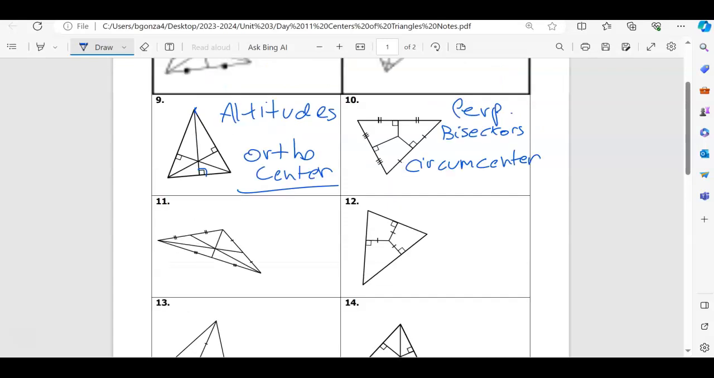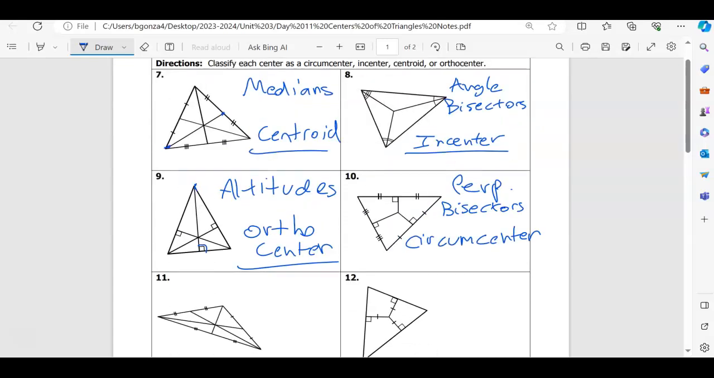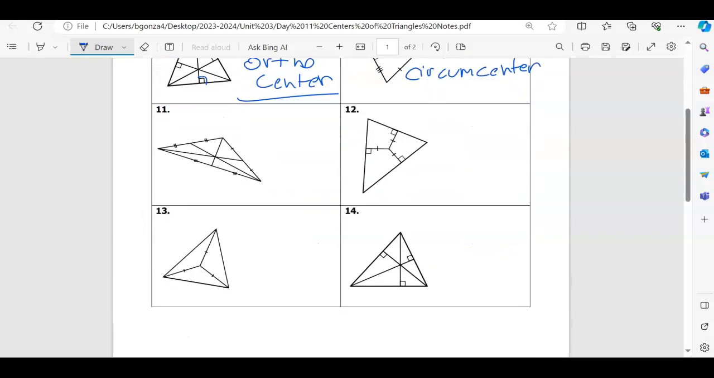Now, I just showed you 4 examples. Those are the 4 different ones. So it's pretty much the same, but there are 2 tricky ones, okay? 12 and 13 are tricky. I'm going to circle those. I'm going to show you, okay? But y'all tell me, what do you think 11 is? Okay, these are medians. From a vertex to a midpoint, cut in half. Those are medians. That makes a centroid.